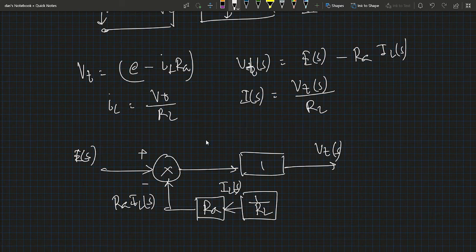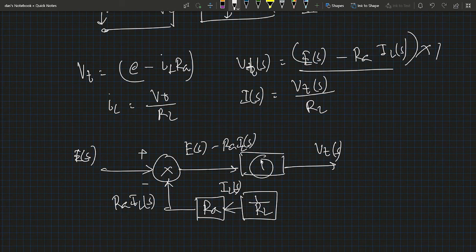And here the constant block 1, and this is the Vt(s), because here voltage equals Es minus Ra into IL(s). So now this block is multiplied by 1, say for example. So this is a unit gain and we get the output voltage Vt.